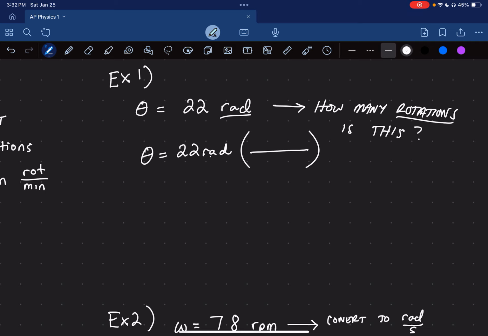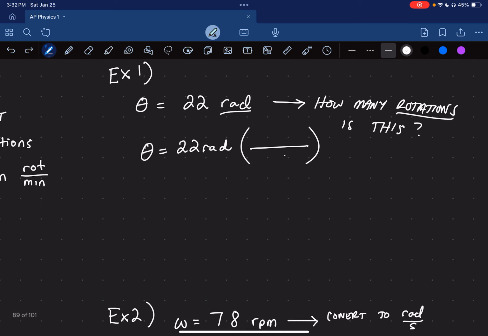We notice that there's radians, this is kind of on top of the fraction, and we want to get rid of radians. So over here is going to go the conversion factor. We need to put radians in either the top or the bottom. But if we want to get rid of radians, this really has to go in the bottom. We don't want to put it at the top because that would be radians squared, which is not what we want. We want radians and we want two rotations.